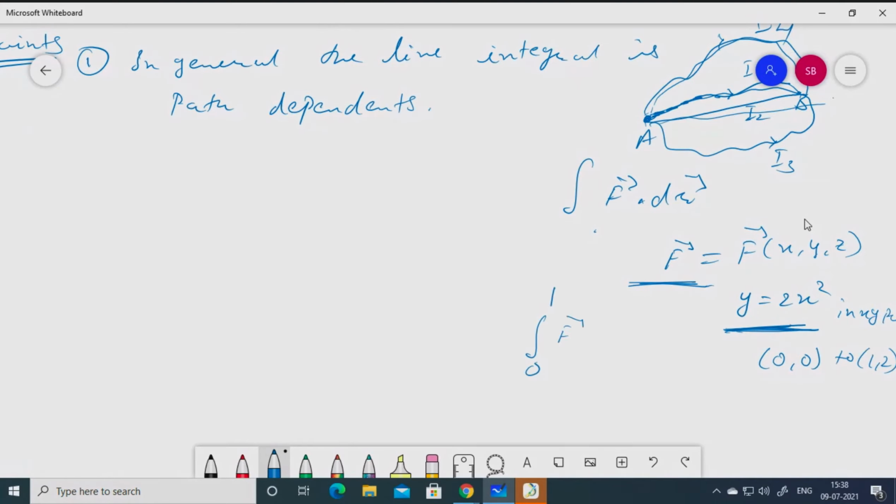Whatever your F bar is, you calculate F bar dot dr bar. Overall you are integrating with respect to x after making a few substitutions, and you will get some answer for this one.